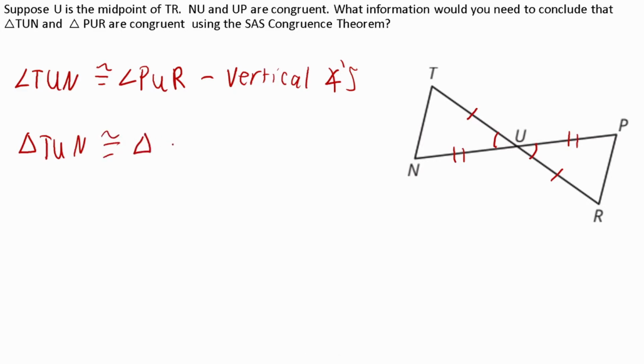The triangle: PUR. Why? Side angle side congruent.